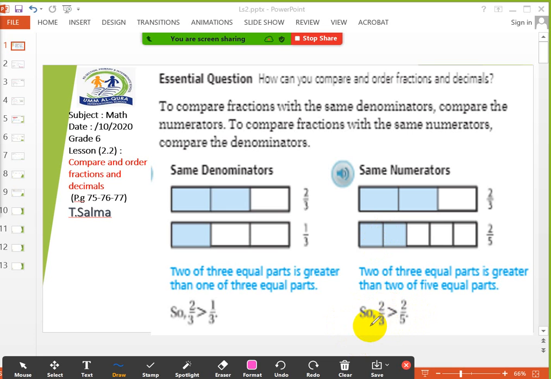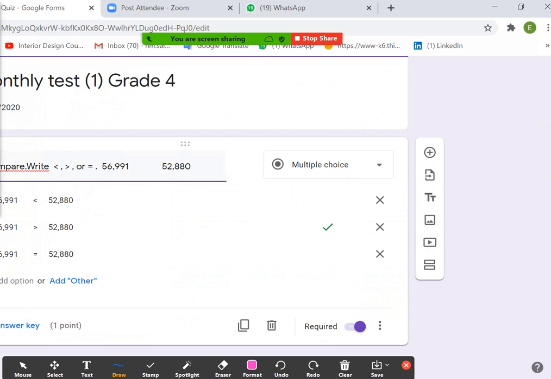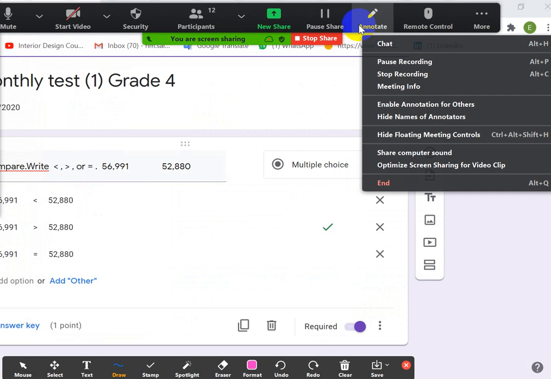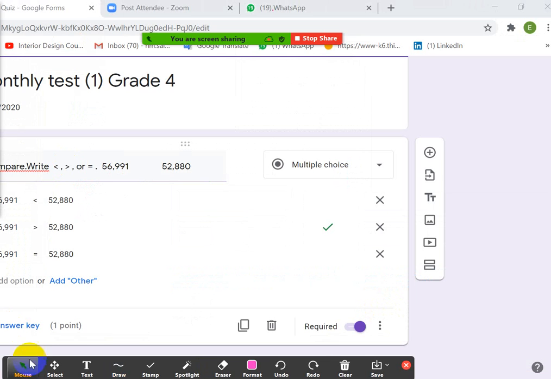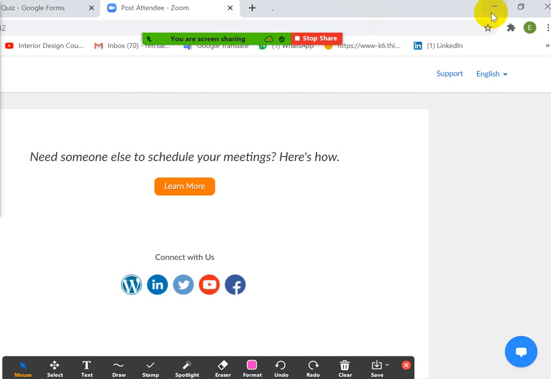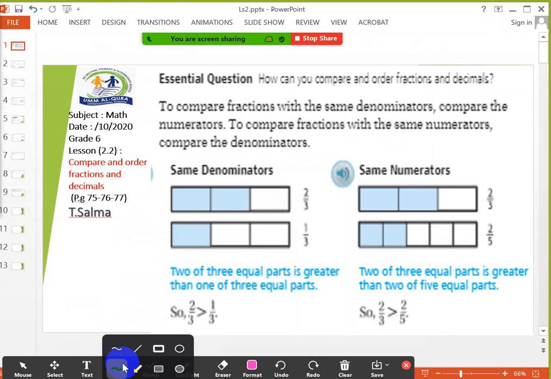What I mean is, when I have 2 over 3 and 2 over 5, I have the same numerator, 2 and 2. Now I will compare between the denominators 3 and 5. Which one is the greater number? Just 1 minute, girls. Okay, now if I want to compare between denominators 3 and 5, which one is the greater? 5 is greater than 3, right?